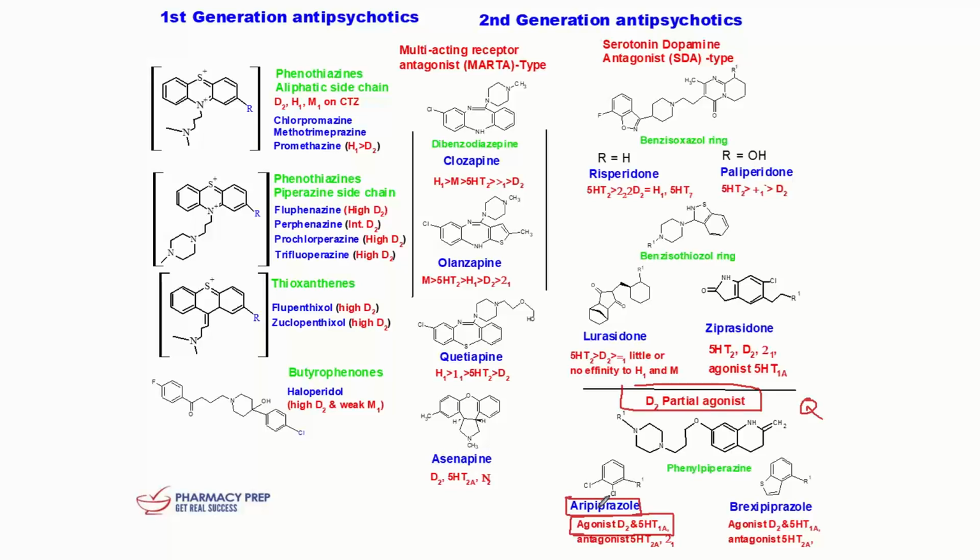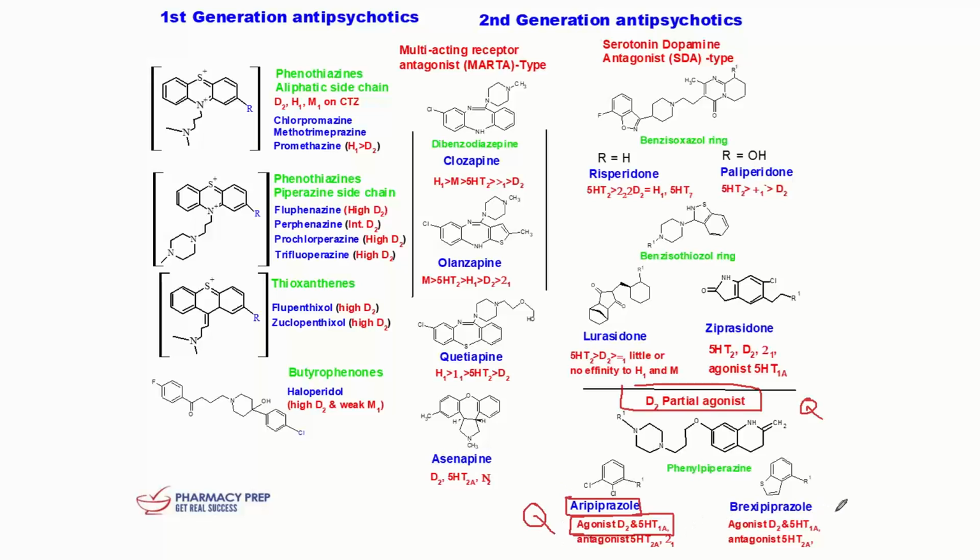So if you have a question asking what drug you would go for in a patient who has multiple comorbidities like diabetes, high cholesterol, and psychosis, then your best answer can be aripiprazole. Aripiprazole is the go-to answer. That's the best answer you can choose. So those are the potential questions on these points.